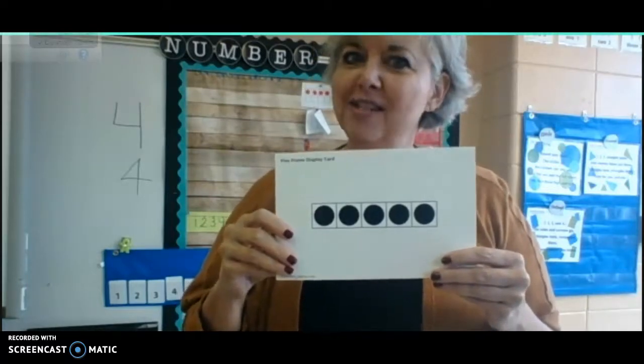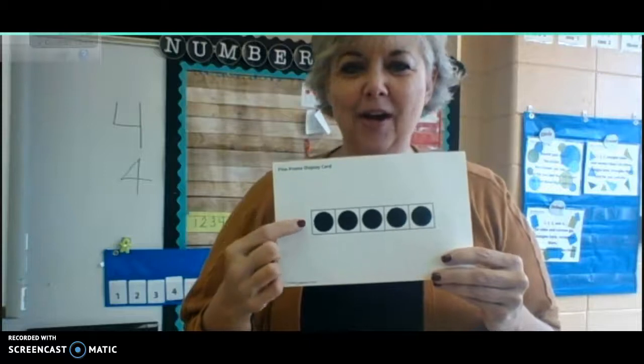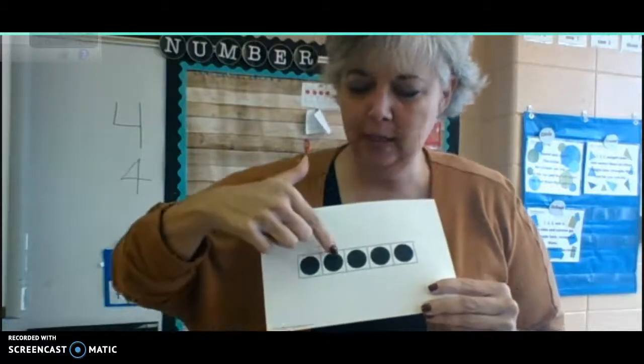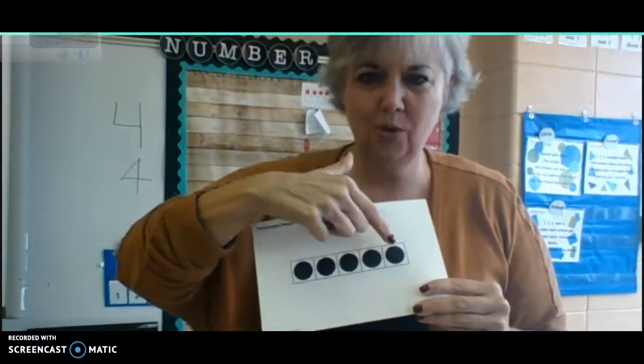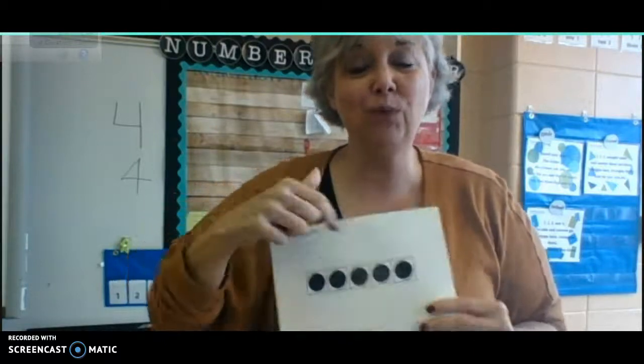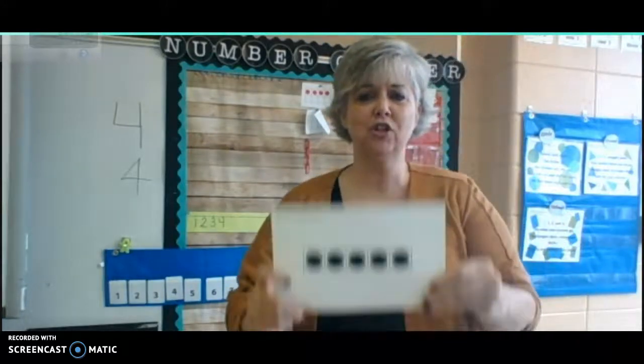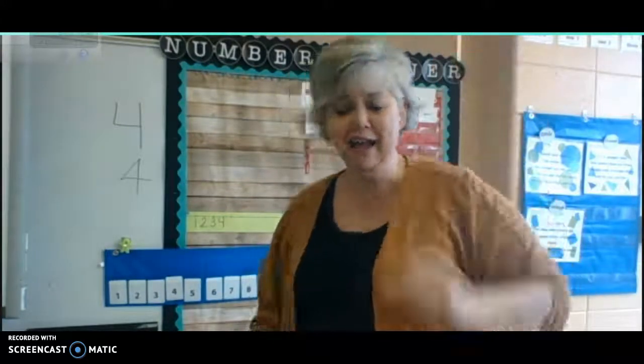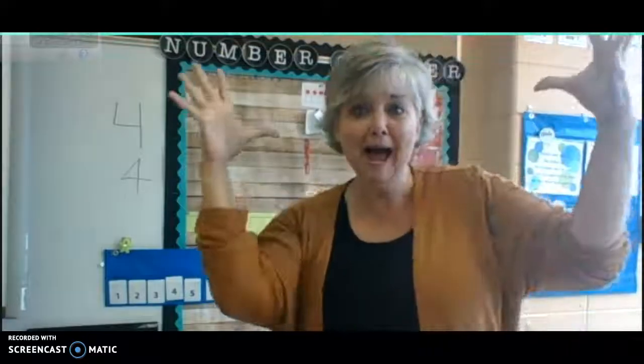How many are on this card? Here we go. Help me count. 1, 2, 3, 4, 5. Was that your guess? Can you show me 5 with your fingers? That's right. 5. There are 5 dots on this card. And you guys are going to get so good at knowing what 5 looks like. If I show you this, you'll just go 5. And I'll be going, wow, they're such great mathematicians.